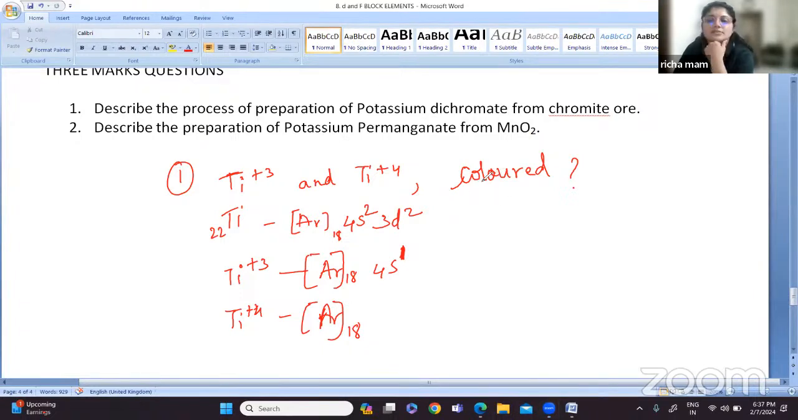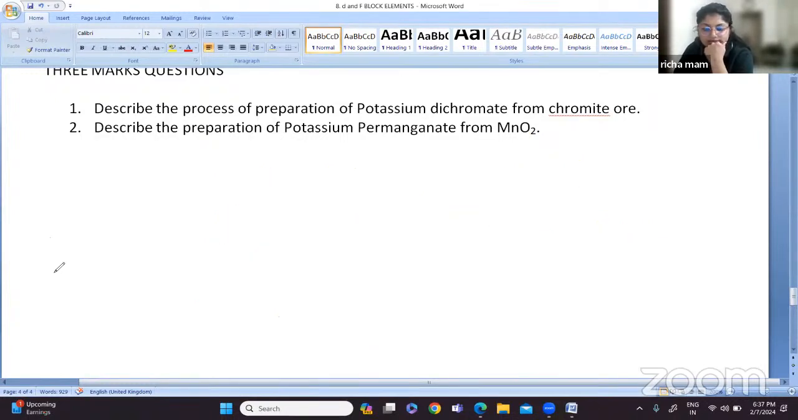Which is colored? Whenever you have unpaired electrons, it will be colored, right? Unpaired electrons are in titanium plus 3, right? So titanium plus 3 is colored because it contains one unpaired electron. So this is the reason why it is colored. Okay. Next question.